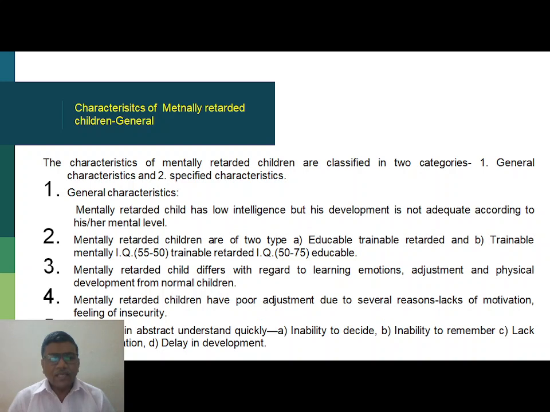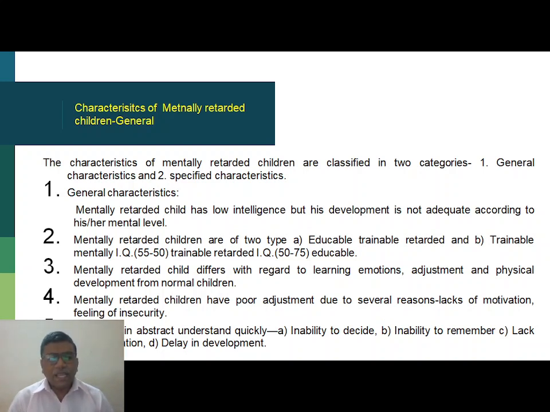A mentally retarded child has low intelligence but his development is not adequate according to his or her mental level. Next point, mentally retarded children are of two types, that is educable and trainable. Educable IQ is 55 to 75, trainable IQ is 55 to 50. Next point, a mentally retarded child differs with regard to learning, emotions, adjustment and physical development from normal children. Next point, mentally retarded children have poor adjustment due to several reasons, lack of motivation, feeling of insecurity.